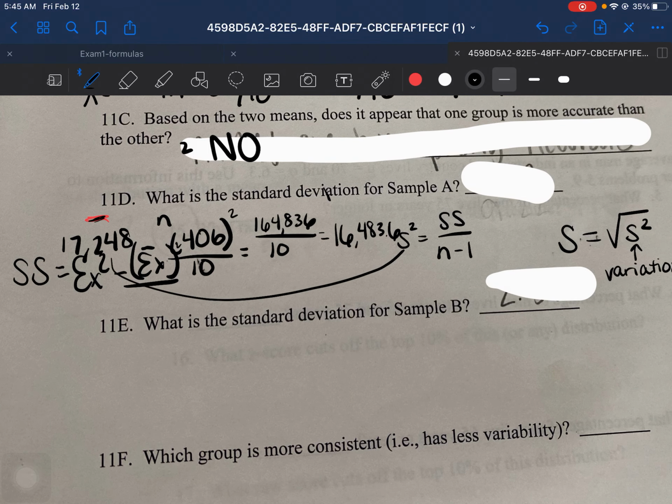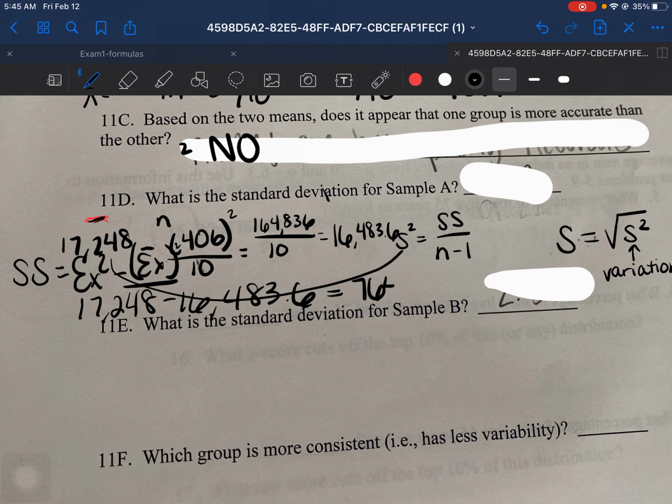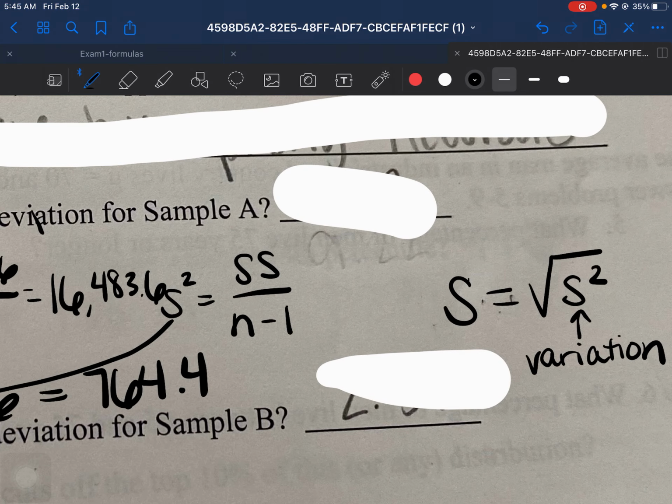Okay, so now we're just going to do that 17,248 minus 16,483.6, which is 764.4.